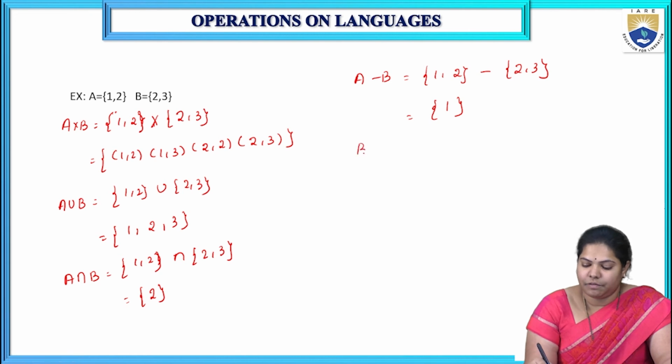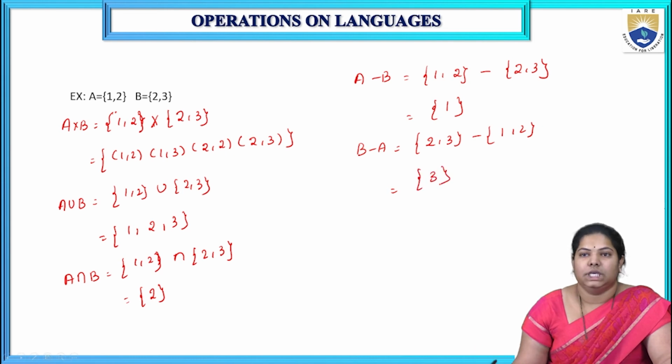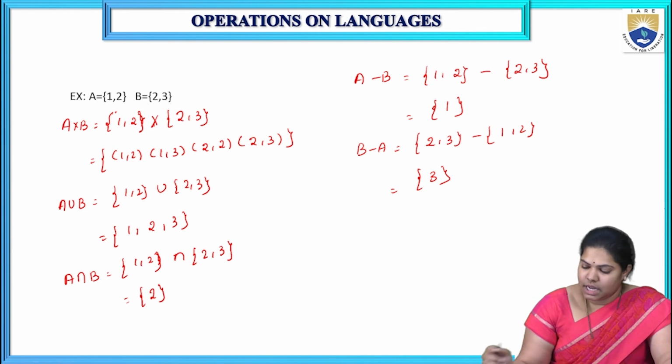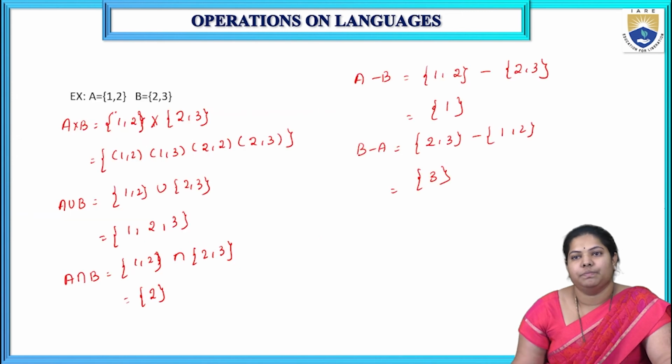In the same way, if I do B minus A, {2, 3} minus {1, 2}, I will get the resultant as 3. Right? The next one is the power set of two languages.